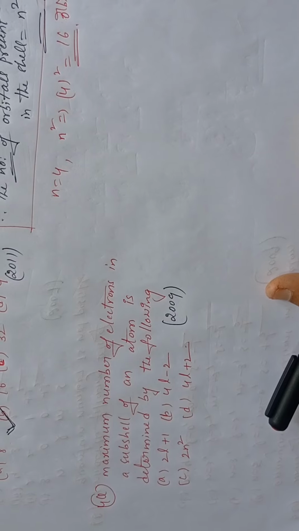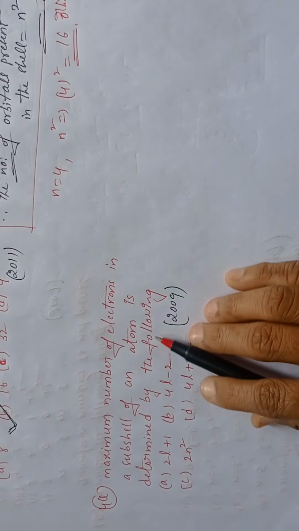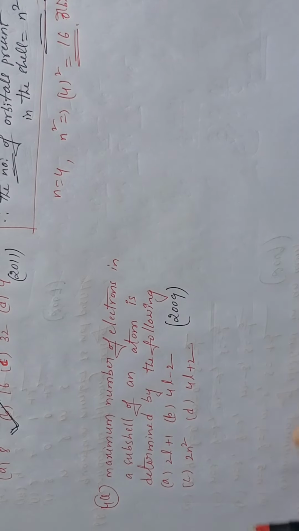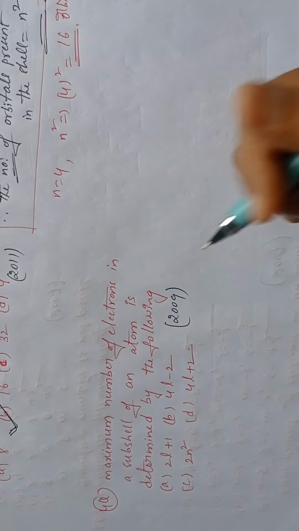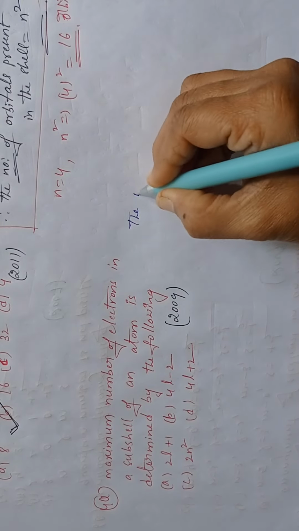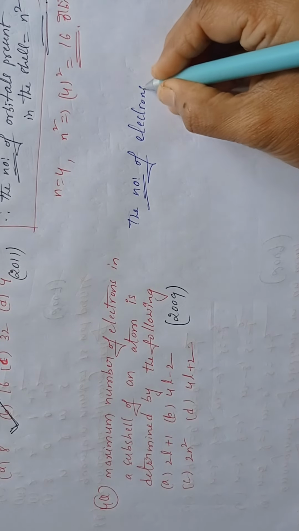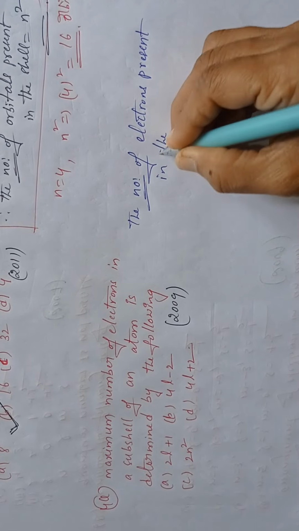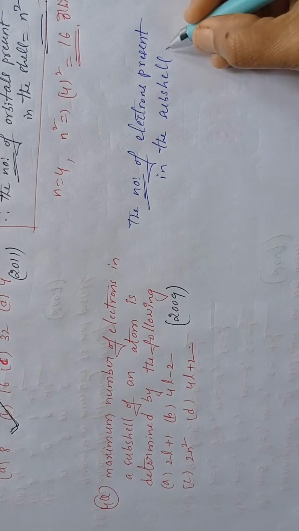What is the fourth question? The maximum number of electrons in a subshell of an atom is determined by the following. Number of electrons is being asked, the number of electrons in the subshell. So here, what is the formula, students? The maximum number of electrons present in the subshell.